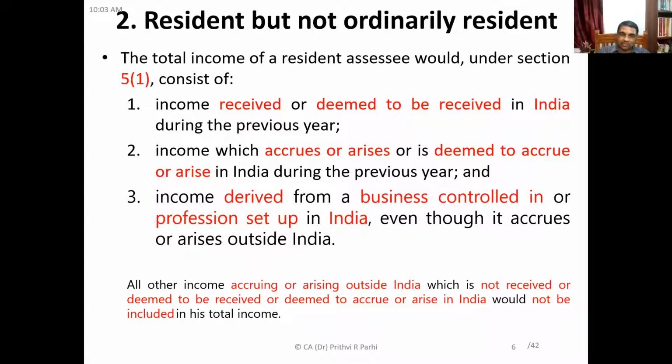Sir, excuse me. Yes, please. Sir, what if a person has taken some loan from India and he is planning to settle his business abroad? Sir, how will the business be deemed, like the accounts or the balance sheet, sir?